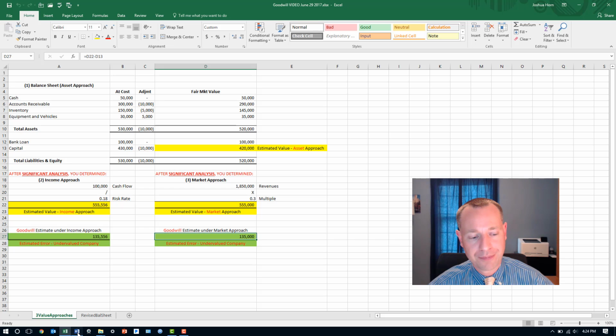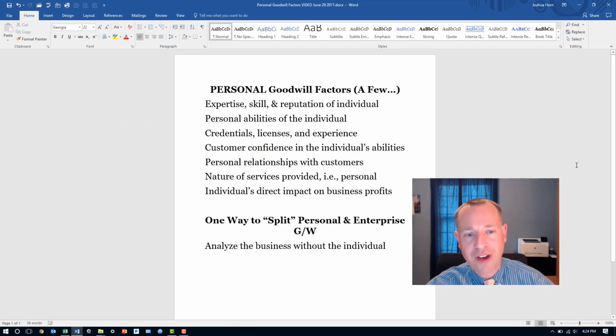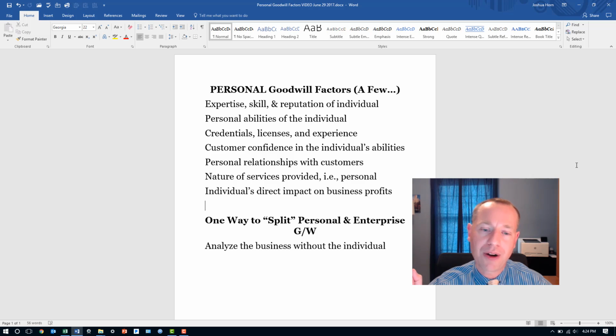Now, what are some of the factors that go into this? Let's bring these up on the screen. Personal goodwill factors: the expertise, skill, and reputation of the individual, the personal abilities of the individual, the credentials, licenses, and experience, the customer confidence in the individual's abilities, personal relationships with the customers, the nature of the services provided, the individual's direct impact on business profits. Now, I want to make sure that you think about this globally, though, because this can come up in any kind of business. Historically, professional practices and things similar to that have been the ones looked at for personal goodwill issues.